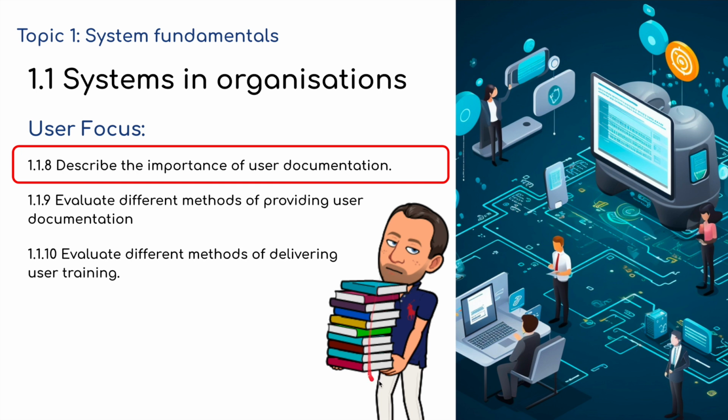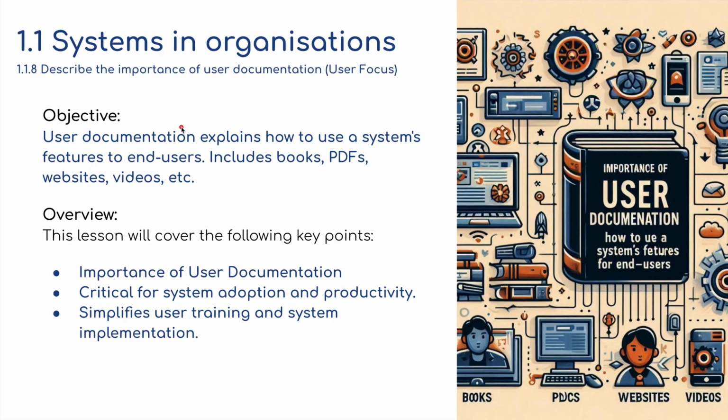As you can see there, it's not always the most interesting thing to talk about, but we do need to cover it. So the objectives of this video: user documentation explains how to use a system's features to end users, including books, PDFs, websites, and videos. This video will cover the following key points. We're going to be covering the importance of user documentation because this is critical for system adoption and productivity, and it simplifies user training and system implementation.